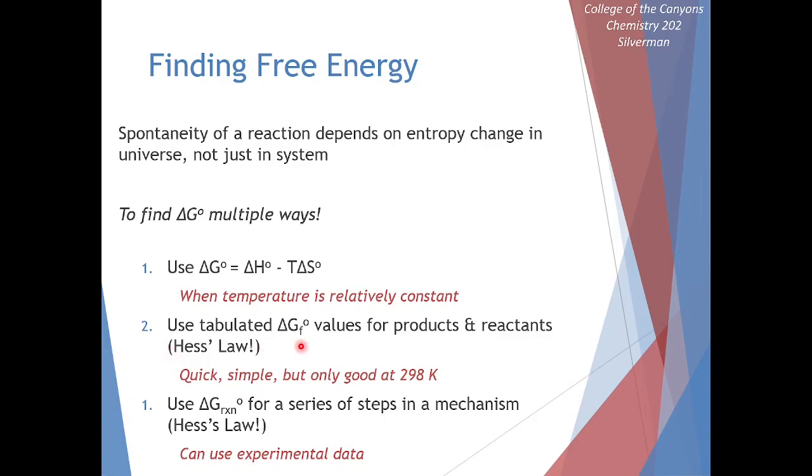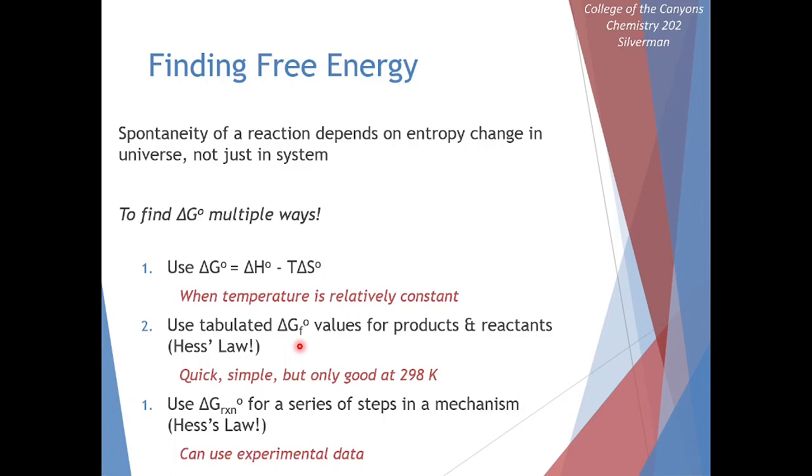Also on our handout of tabulated thermodynamic values, we have delta G of formation, the Gibbs free energy of formation. These values are good when we are at 298 Kelvin. Right? These tabulated values for delta G, they do depend on the temperature. On our handout, those values are at a temperature of 298 Kelvin.